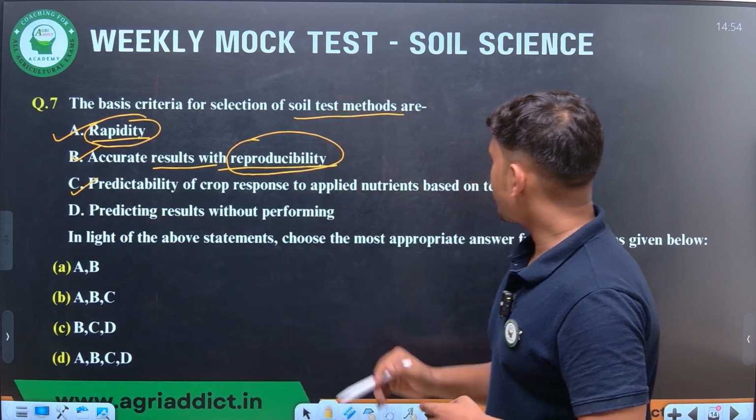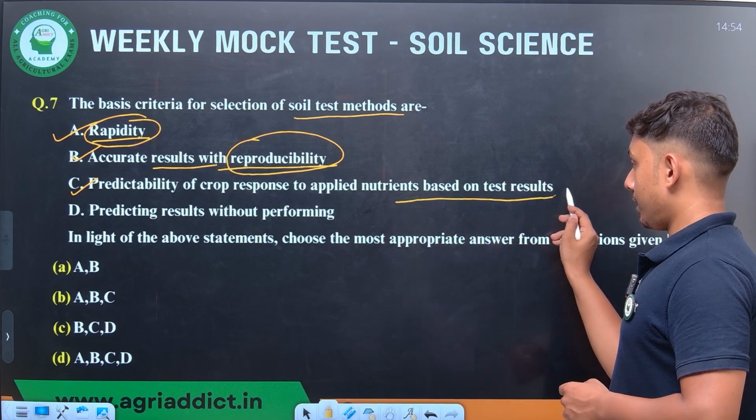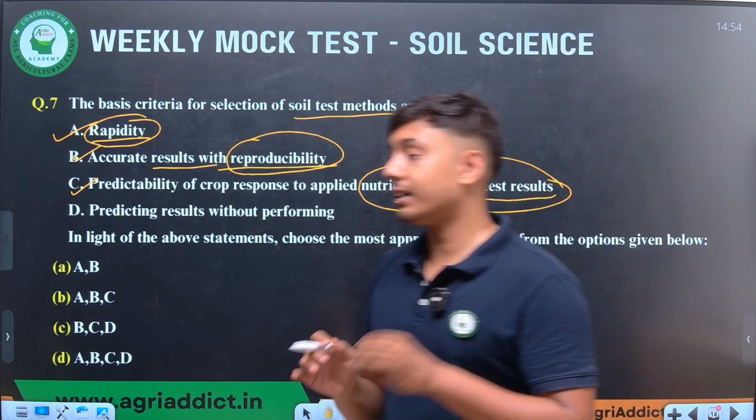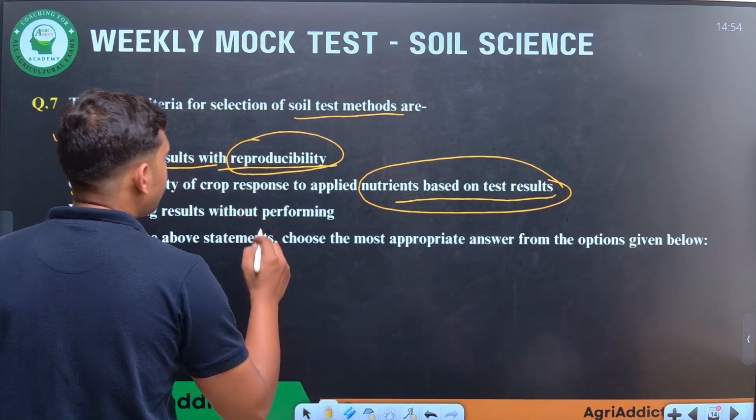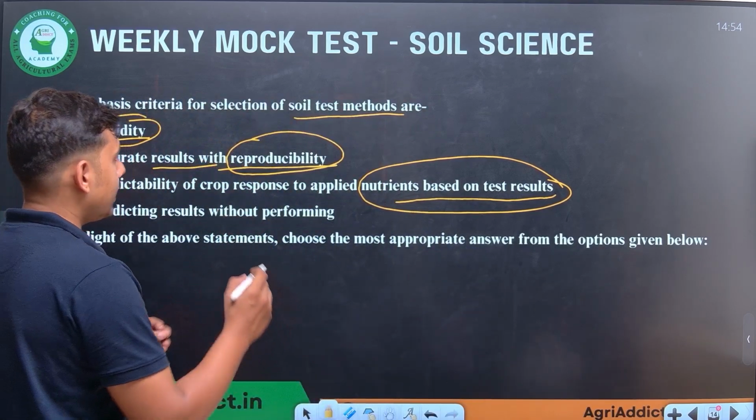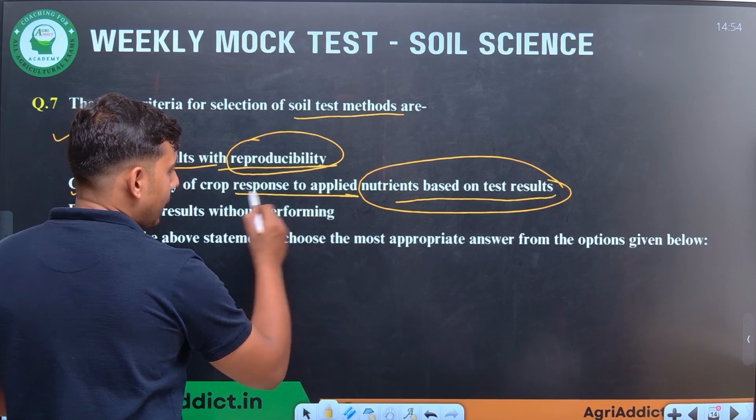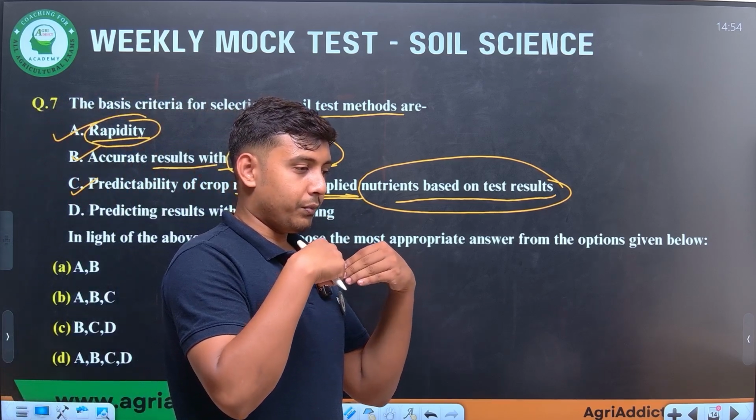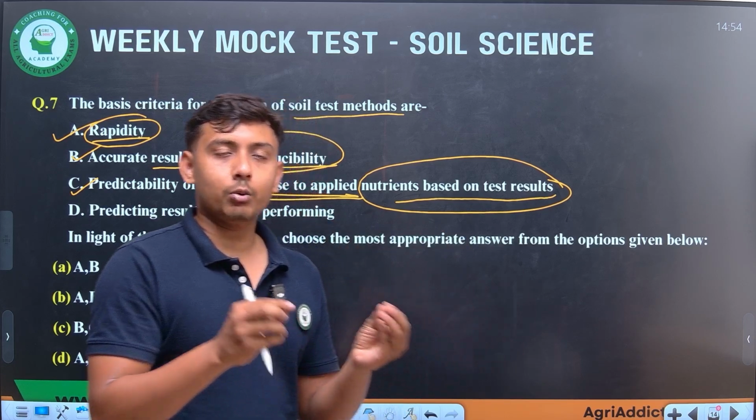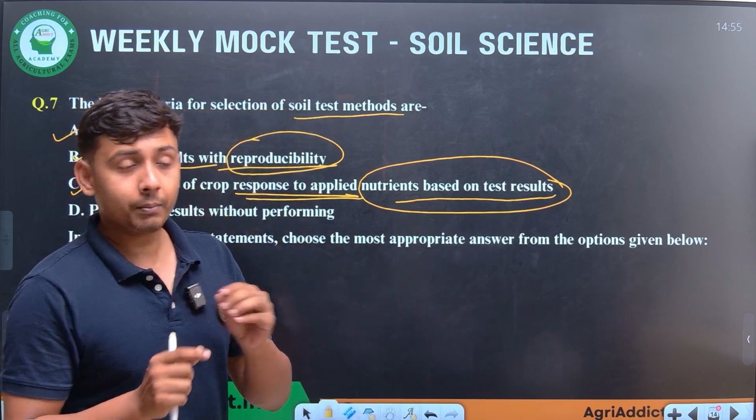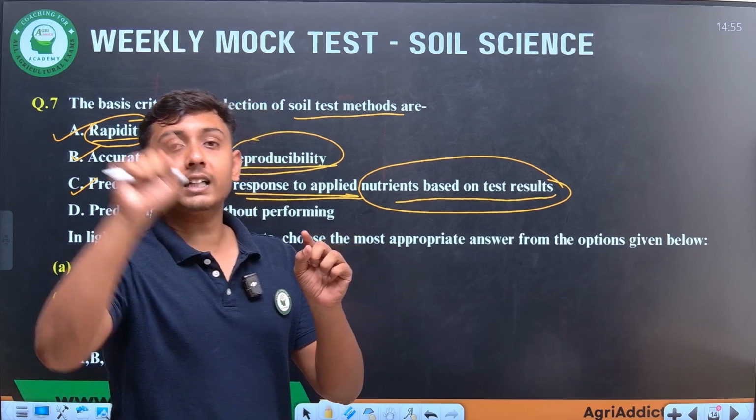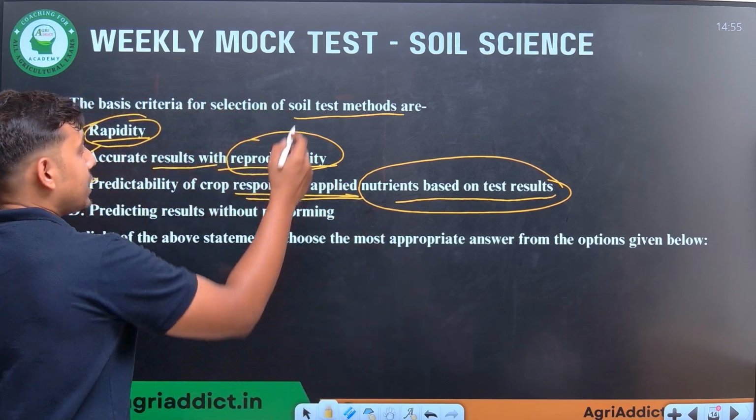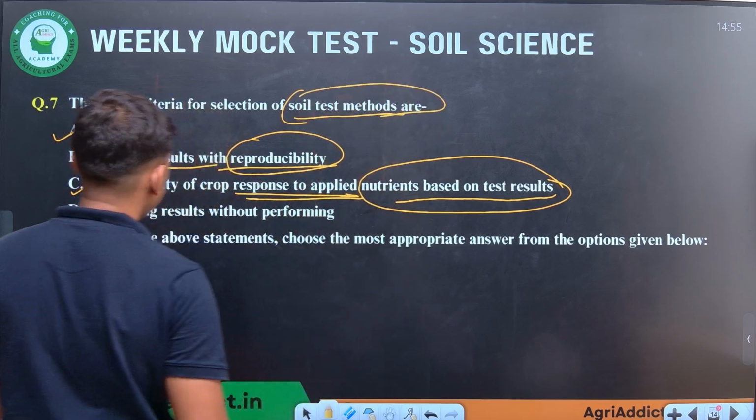Predictability of crop response to applied nutrient based on test result, this is also a good, basic criteria, that we should be able to predict the response to the applied fertilizer. That means if we apply some fertilizer, there should be a response in the plant uptake or plant yield also. So this can be judged by the soil test method.